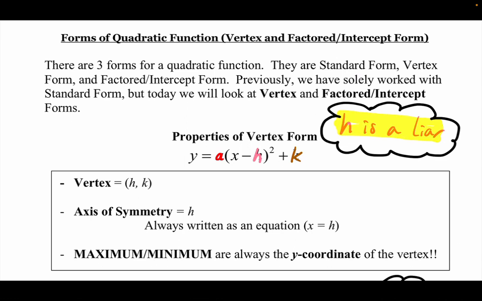All right? Be careful though, H is a liar. H does not tell the truth, okay? Why does it not tell the truth? Don't worry about that right now. We'll talk about that next chapter, but for right now, just take my advice. So if it says -4, it's actually +4. If it says +6, it's actually -6, okay?